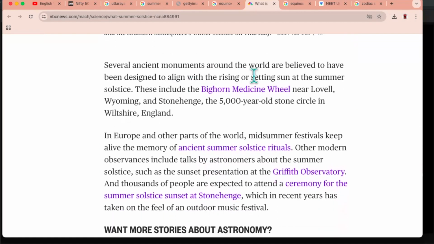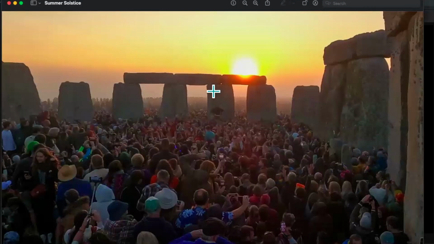Several ancient monuments around the world are believed to have been designed to align with the rising or setting sun at the summer solstice. So now this becomes a very important part. This includes the Bighorn Medicine Wheel near Lovell, Wyoming, and Stonehenge, the 5,000-year-old stone circle in Wiltshire, England. Now, that's why you see a huge crowd coming on those days, especially during that point. Why? Because the sun comes exactly on those specific parts. When the sun sets, it is just near those points, which makes it a very, very important day for us to be noticed.